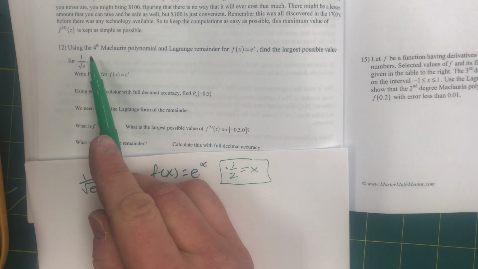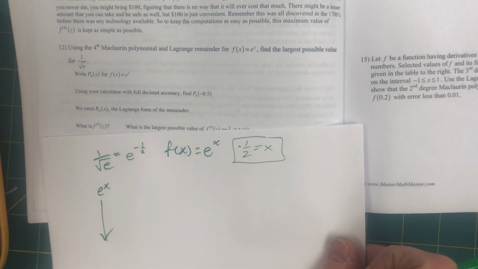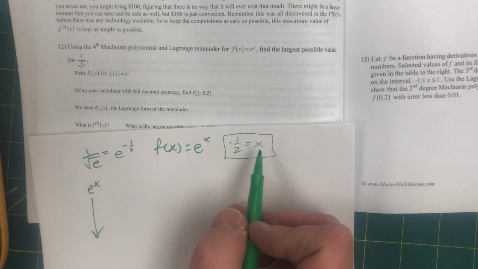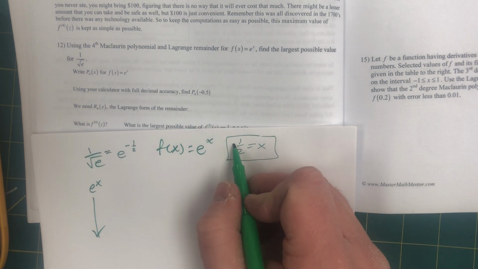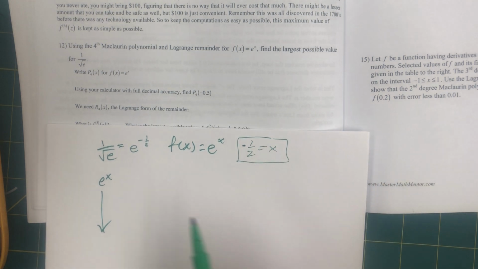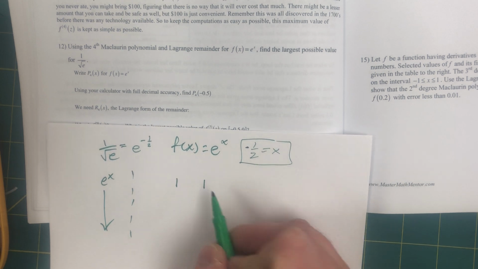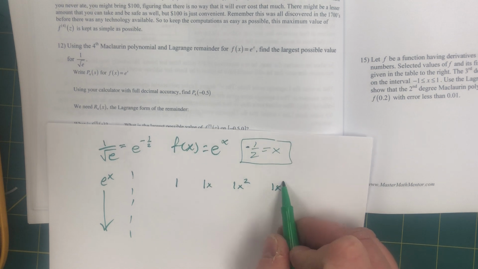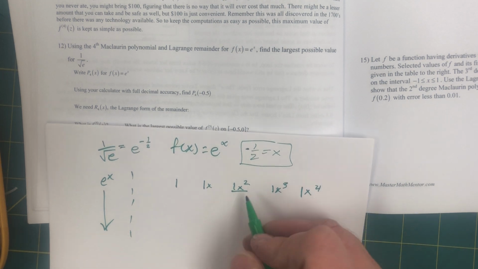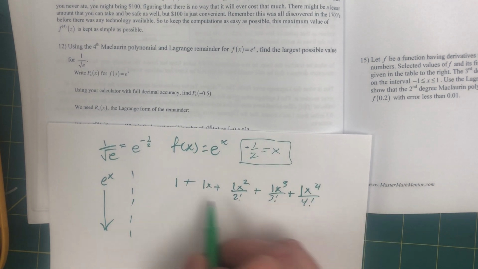So they want us to use the 4th degree. Oh, and we're using e to the x. What a wonderful function, because e to the x is e to the x all the way down. And we want negative 1/2, or they use negative 0.5. So our center is 0, and the x value we care about is negative 1/2. The derivatives are 1s all the way down. So if I'm doing 4th degree, that's going to be 1, x, x squared, x cubed, x to the 4th, over 0 factorial, which is 1, 1, 2 factorial, 3 factorial, 4 factorial, plus, plus, plus, plus. Okay, here's our polynomial.